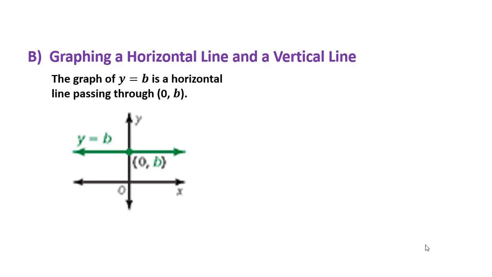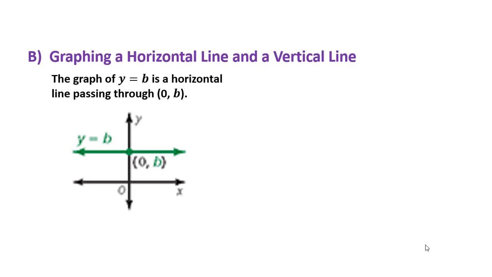Ladies and gentlemen, graphing a horizontal line and a vertical line as we continue to graph linear equations. Linear because when we graph it, we have a line. And the definition of a line is that it is straight, by the way. I don't know if I mentioned that before, but it has to be straight.